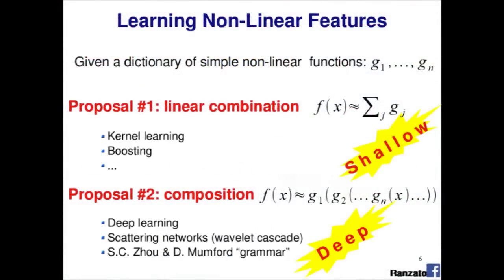So the first approach is what we call, quote unquote, shallow. And kernel learning, boosting are examples of this. And the second approach is what I call deep. Now, while in terms of representational power, these two approaches can perform the same input-output mapping, I claim that the second approach is potentially more efficient.